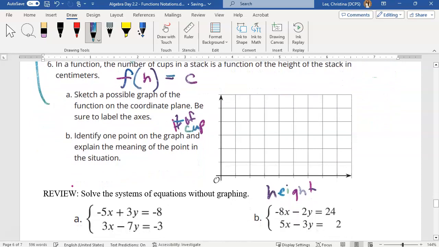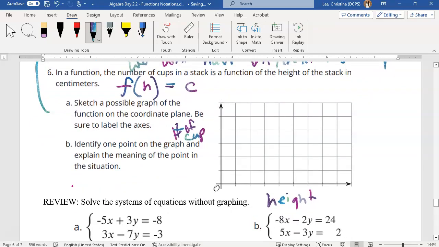And then it says sketch a possible graph of the function on the coordinate plane. So, right, let's say we're stacking not cups nesting within each other, but cups straight up on top of each other, right? And the height, let's say we have 1-inch cups. I'll just make it up, okay?